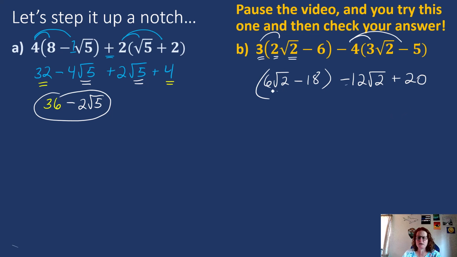So when I look here, I have 6 square root of 2, negative 12 square root of 2. I can combine these. 6 minus 12 gives me negative 6 square root of 2. Negative 18 plus 20 is a positive 2. Final answer.